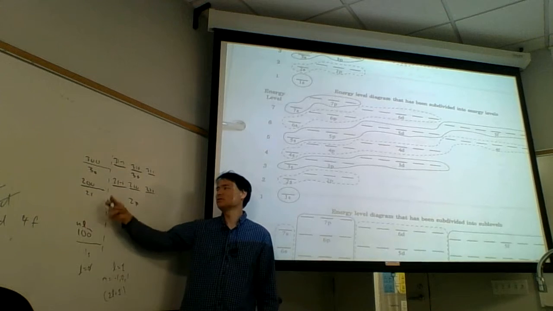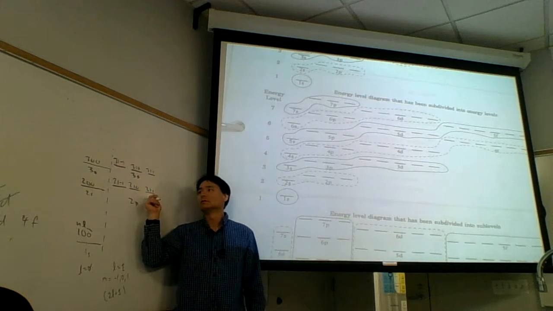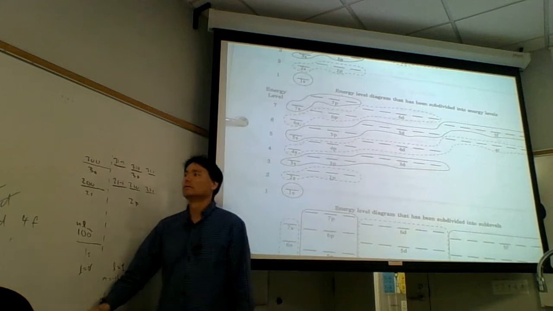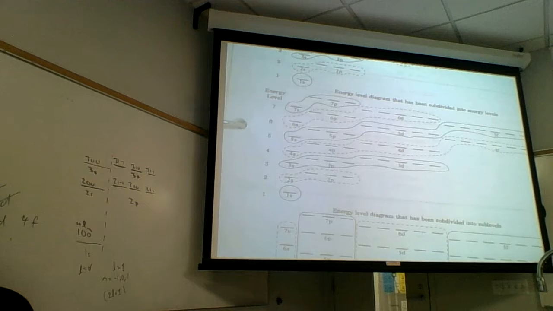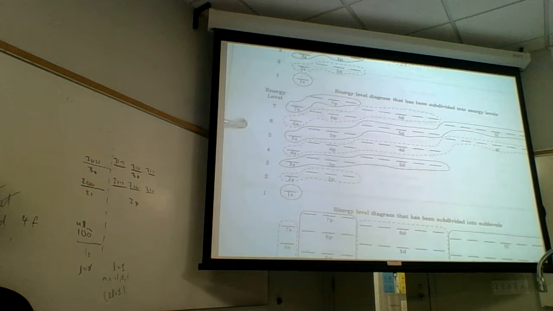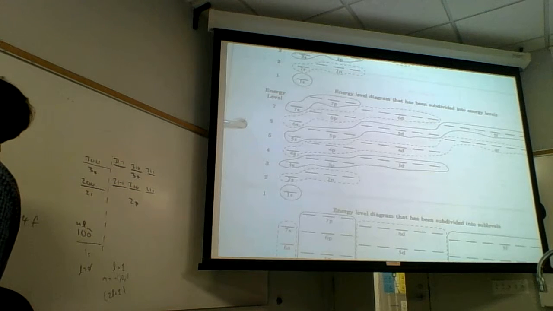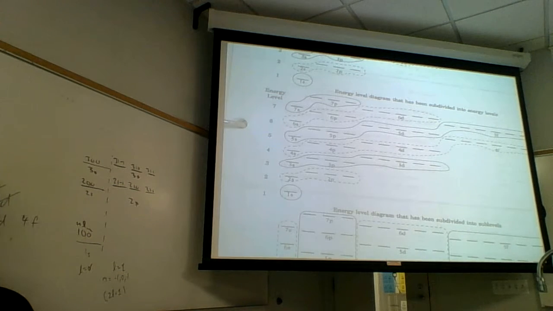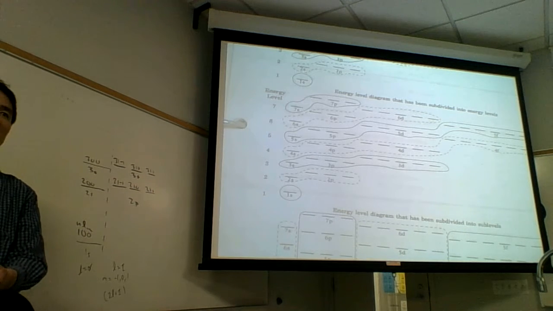There are other patterns too. For example, when n equals 2, how many total orbitals are there? There's 1, 2, 3, 4. When n equals 3, how many total orbitals are there? 1, 2, 3, 4, 5, 6, 7, 8, 9. Do you see a pattern? When n equals 1, how many total orbitals are there? 1. So do you see a mathematical pattern?